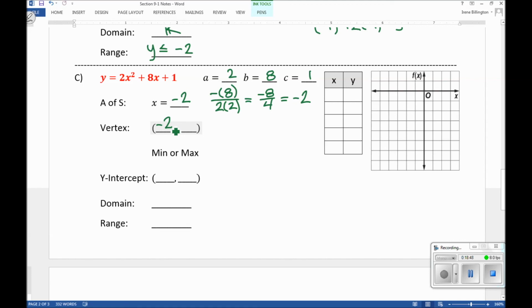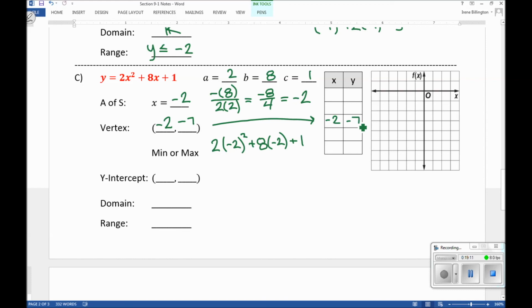Let's find the y value of our vertex. We're just going to plug -2 into our equation. Okay, find out what that equals. Should get -7. So my vertex is -7. Put that in your table. -2, -7, and we'll come back to that.